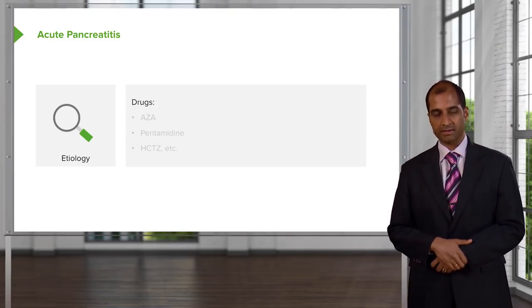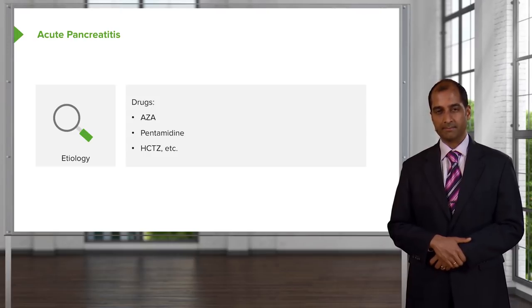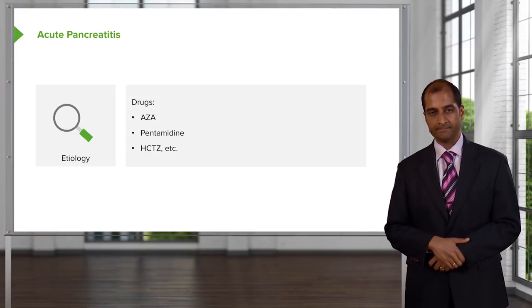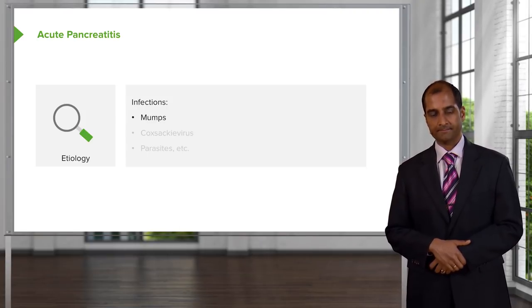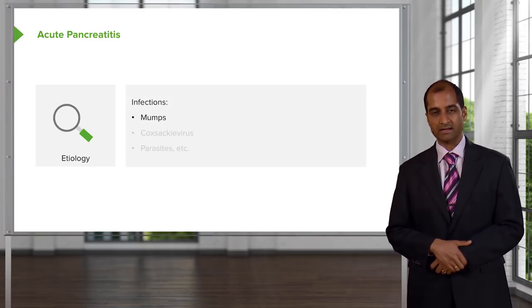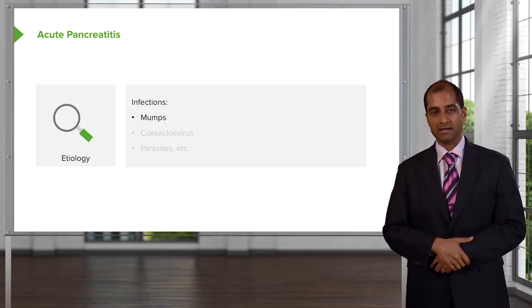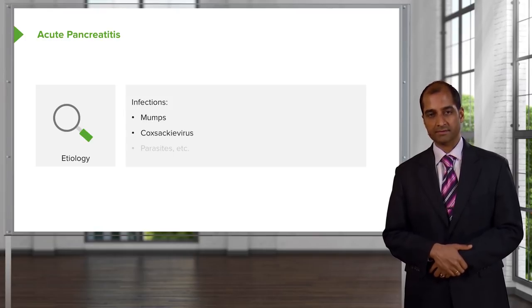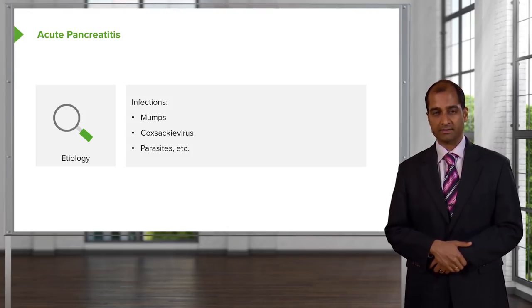Drugs. I'll give you a list of drugs here that cause acute pancreatitis. We have ACE inhibitors, azathioprine, we have pentamidine, and we have hydrochlorothiazide being important drugs. There's more to come. Infections, such as mumps. With mumps, even though it might be rare, you want to keep this in mind because it may then cause peritonitis or orchitis. Probably in my best interest not to grab my testicles. We have Coxsackie virus, and we also have parasites that may all cause acute pancreatitis.